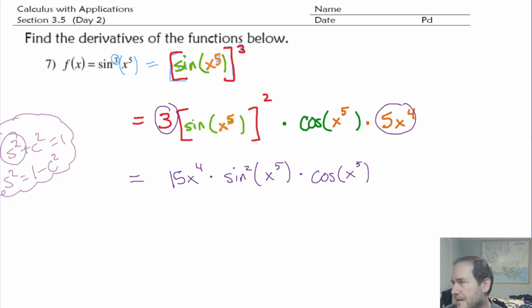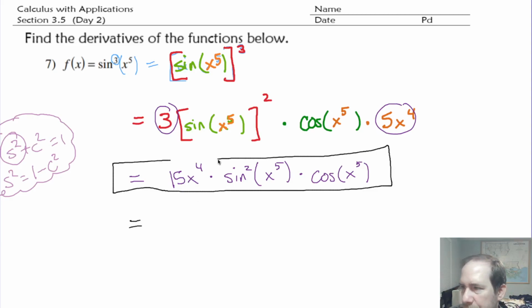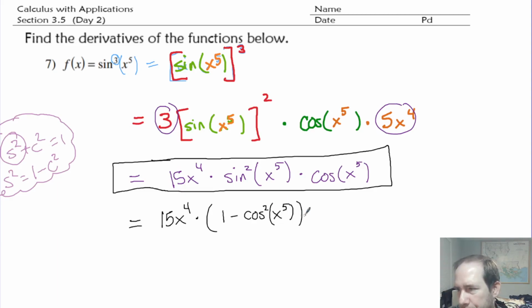So thinking about that, are we going to be better off if instead of a sine and a cosine, we just had all cosines? And the answer is yes, that is considered better. So even though I would definitely let you stop here at the purple, for anyone who gives a darn, we could go a little further by keeping this 15x to the fourth, but then using this alternate form of the Pythagorean identity to rewrite sine squared as 1 minus cosine squared of x to the fifth, times cosine of x to the fifth.